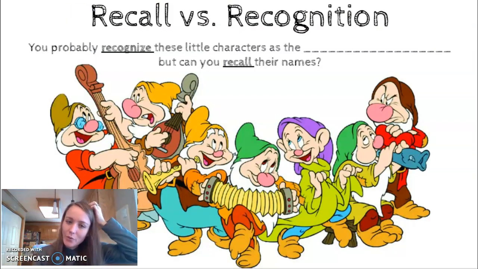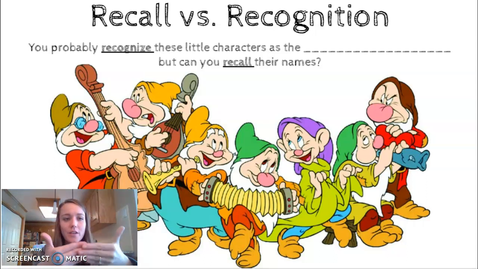This one, recall versus recognition, can be kind of tricky for students sometimes. Recall is when you're actually forced to remember something and you don't have some kind of cue. Recognition is where you have a cue and you recognize the information. So here you probably recognize these as the 7 dwarfs because they're there and you're like, oh yeah, those are the 7 dwarfs. But there isn't necessarily a cue to help you remember their names, so you might have to think back through what all their names are.